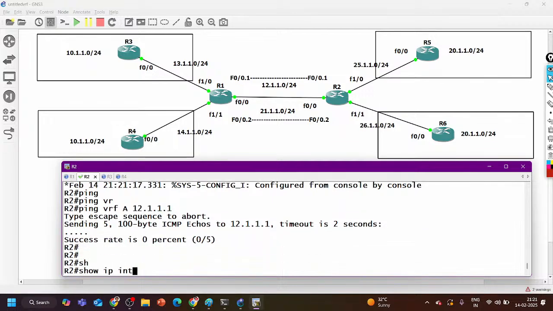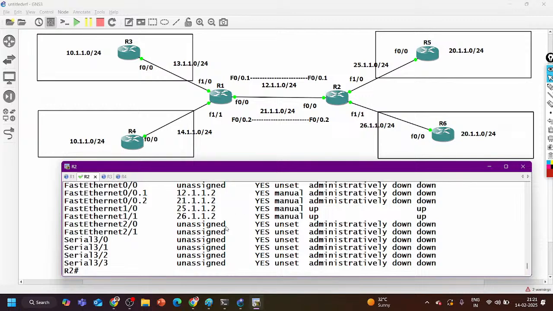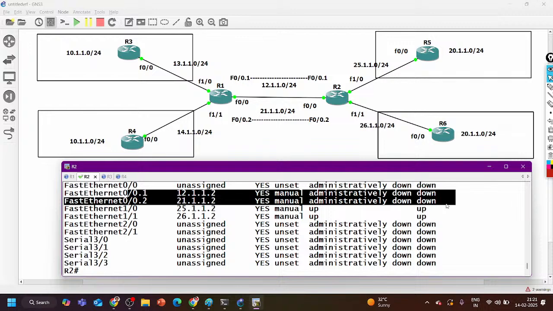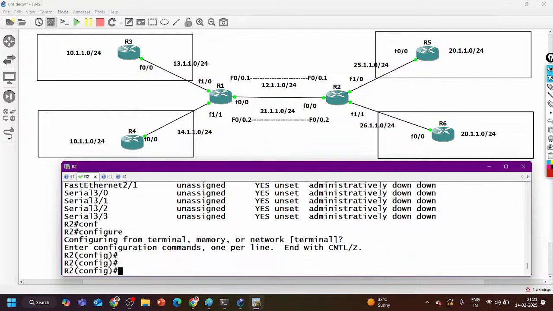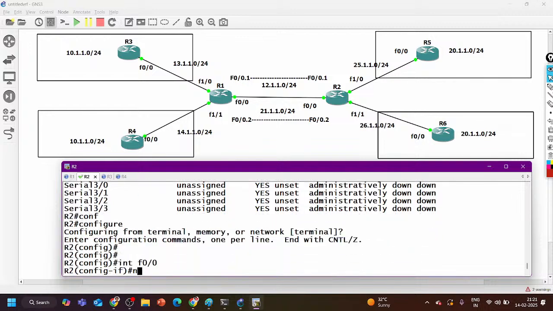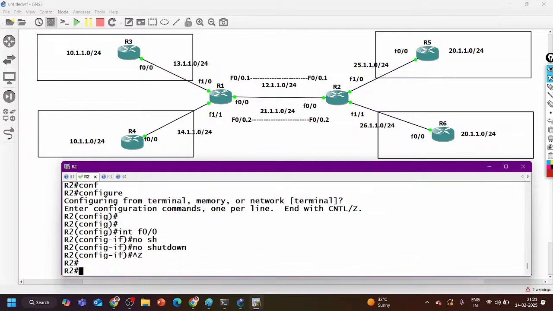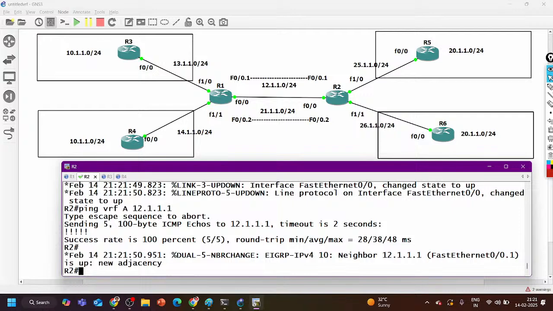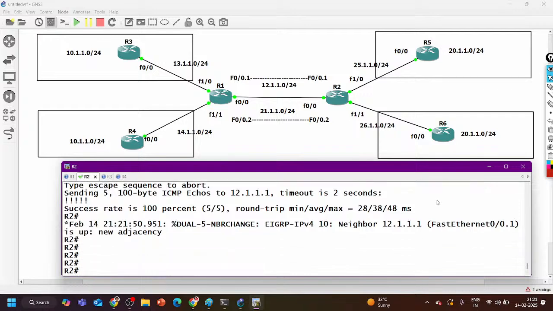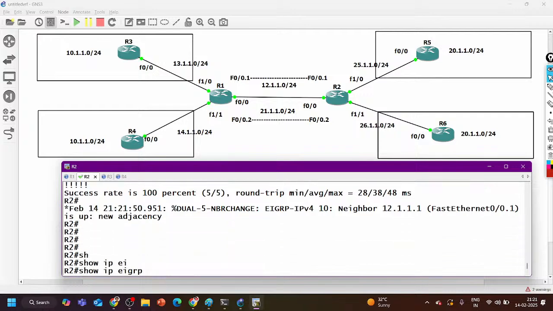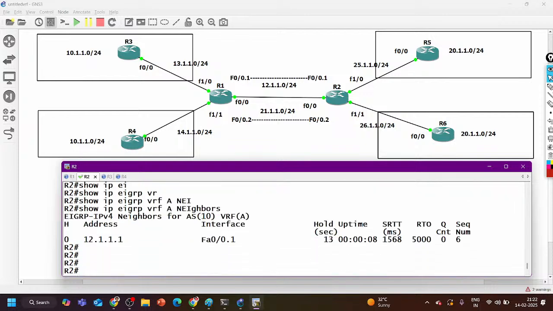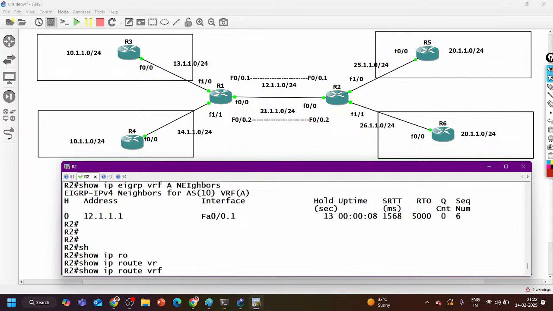So, show IP interface brief. The sub-interfaces are administratively down because your physical interface is down. So interface F0/0, no shutdown. And now ping is working. We even have EIGRP neighborship. Show IP EIGRP VRF A neighbor, done. And show IP route VRF A.